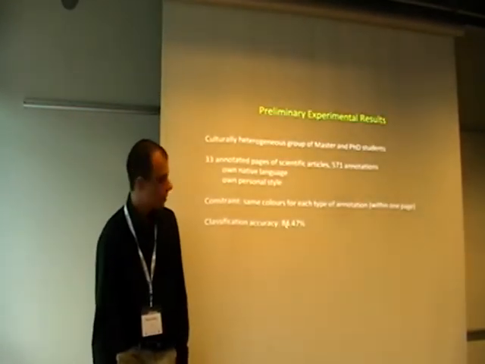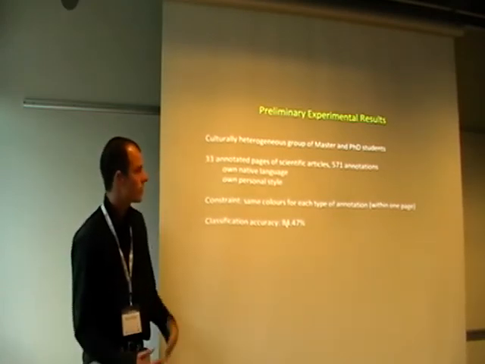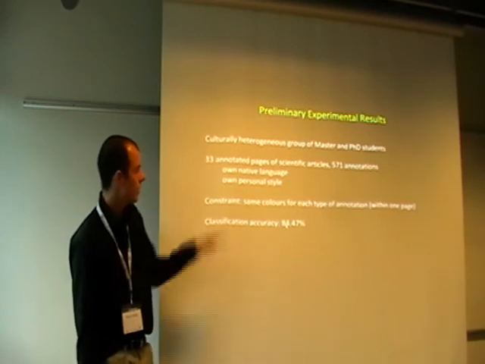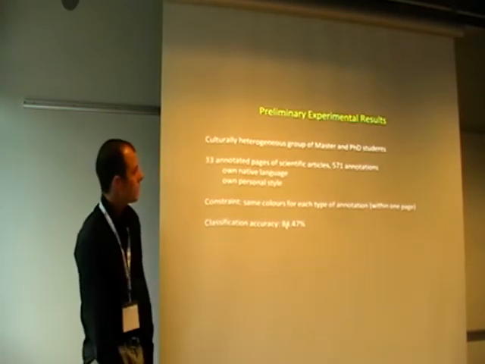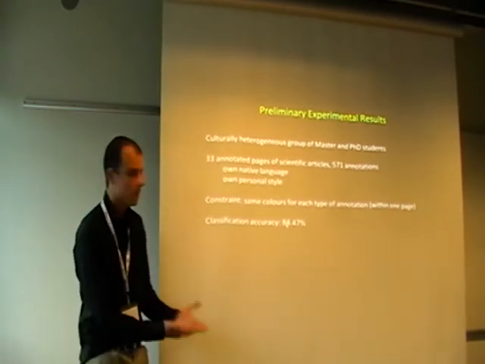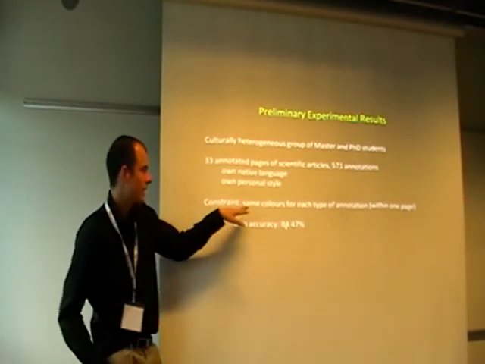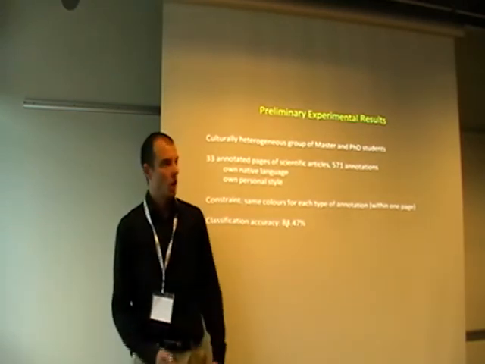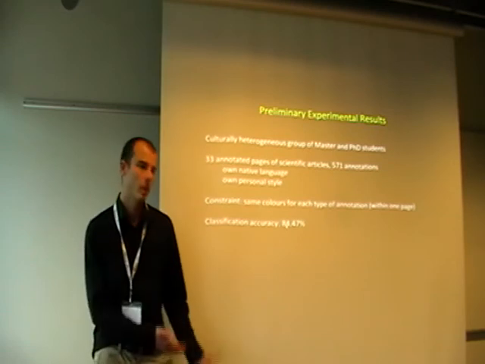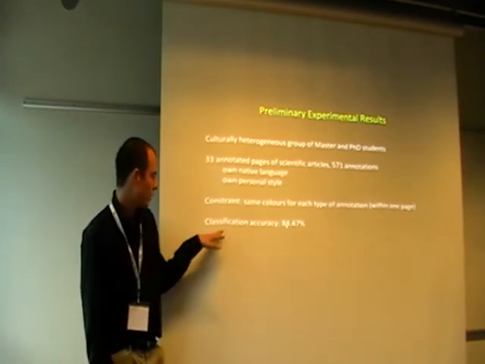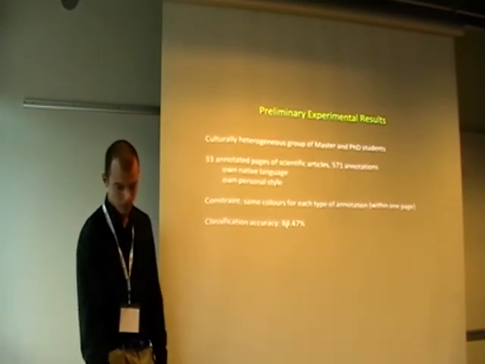Some preliminary experimental results. We involved a culturally heterogeneous group of master's and PhD students, and we collected a total of 571 annotations. We asked them to write annotations in their own native language and their personal style. The only constraint was that we asked them to use the same color for each type of annotation, so that it would be easier and more objective for us to evaluate the method. And we observed this classification accuracy: 84.47%.